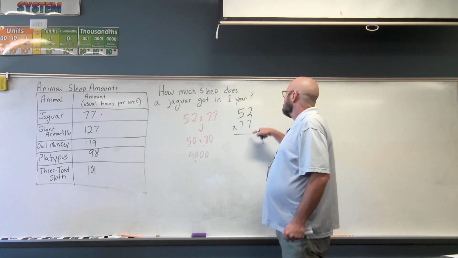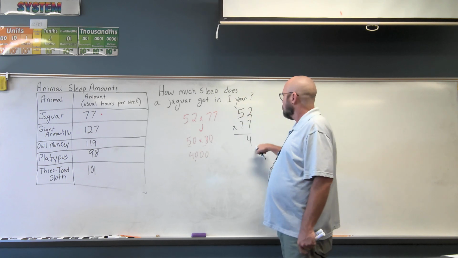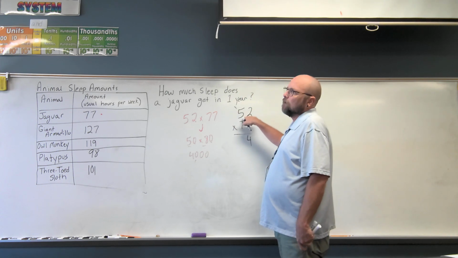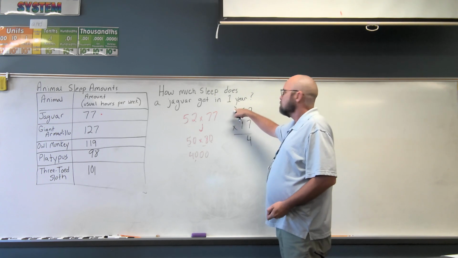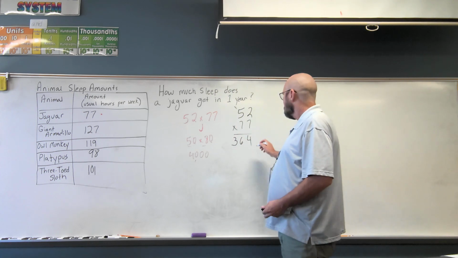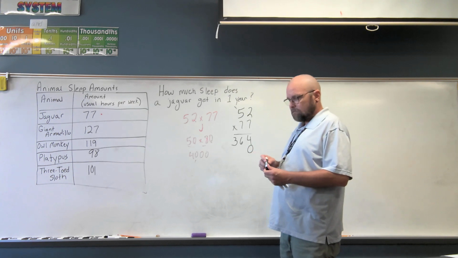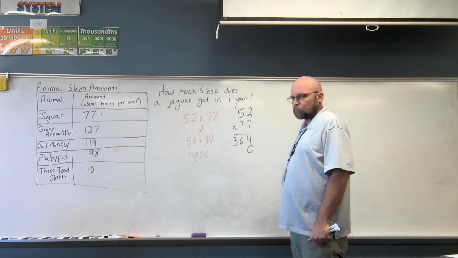So I start with 7 times 2, which is 14. 14 ones is 10 and 4 ones. 7 times 5 is 35, so I have 35 plus the other 1 I carried over. So I have 36 tens, which is the same as saying 3 hundreds and 6 tens. I put the 0 here, not because of some little song, but because we're starting in the tens place now.